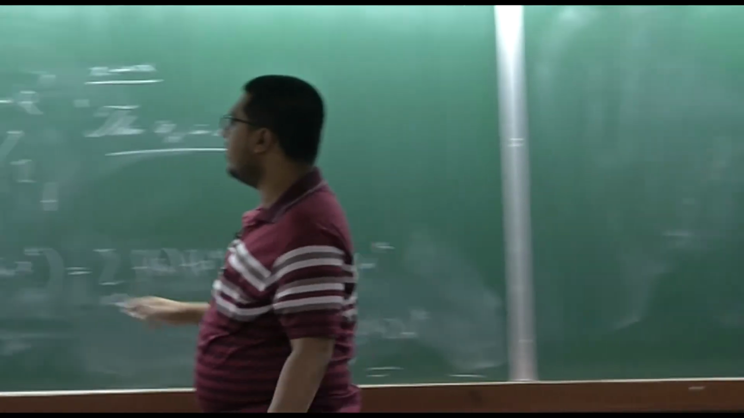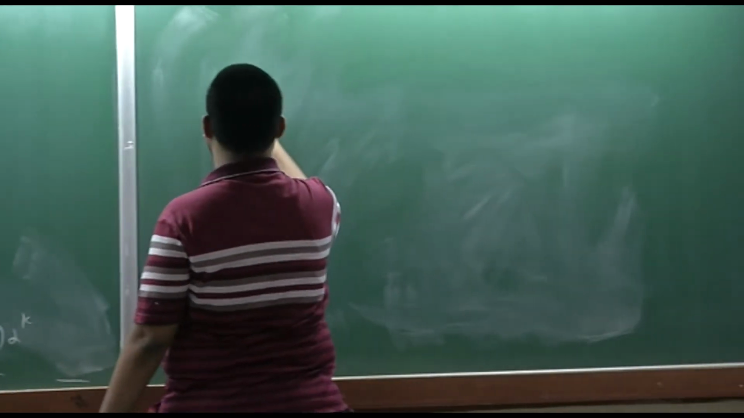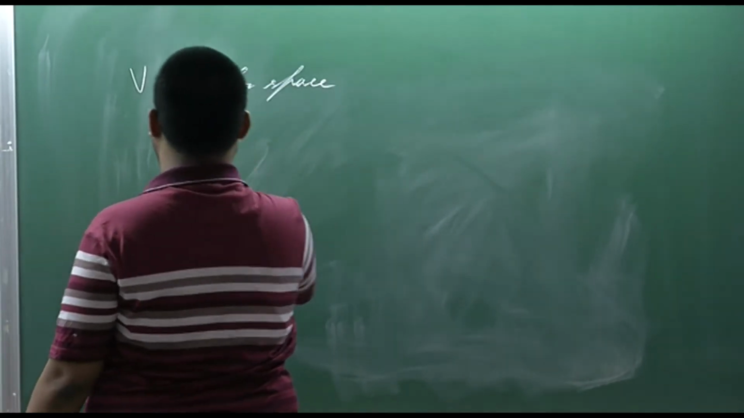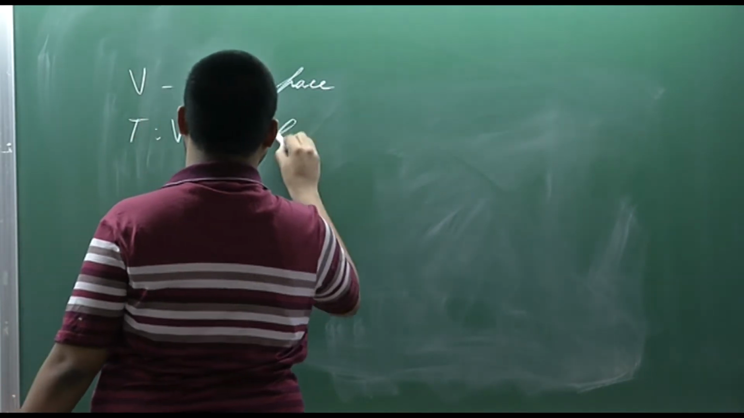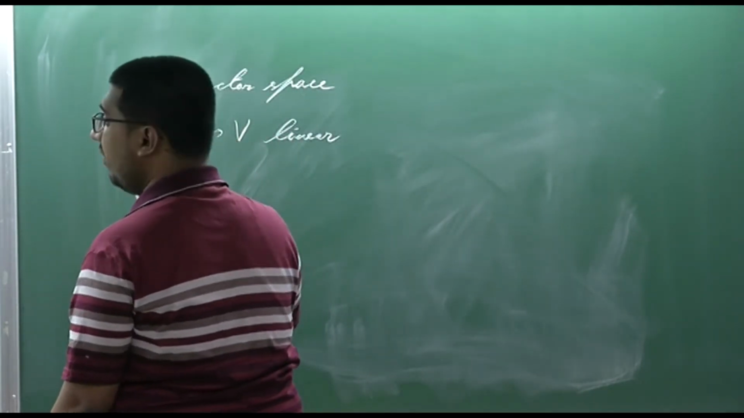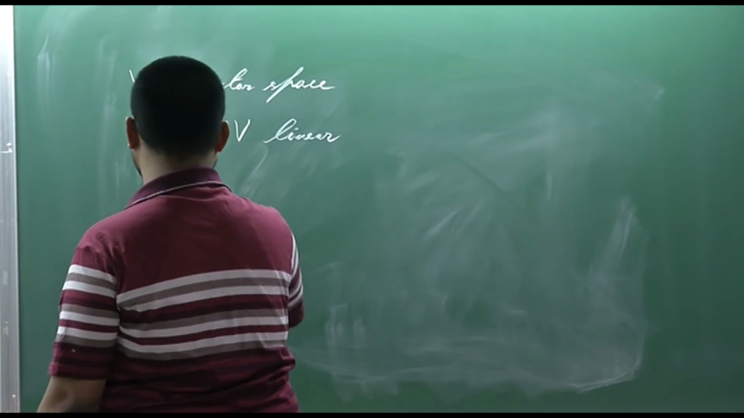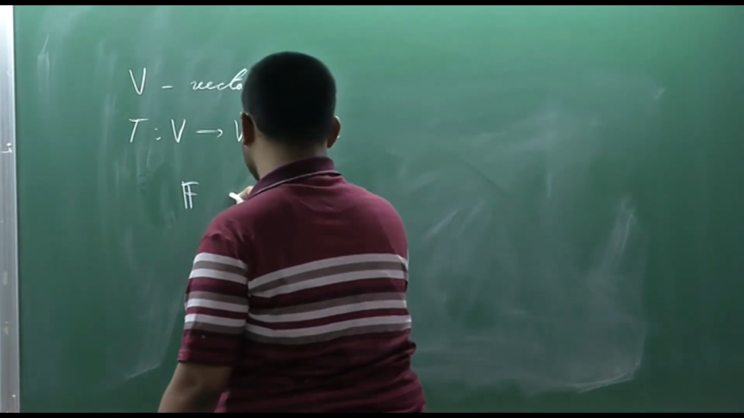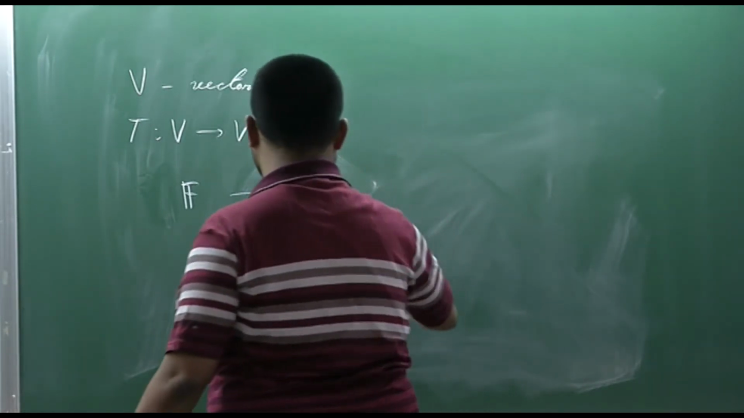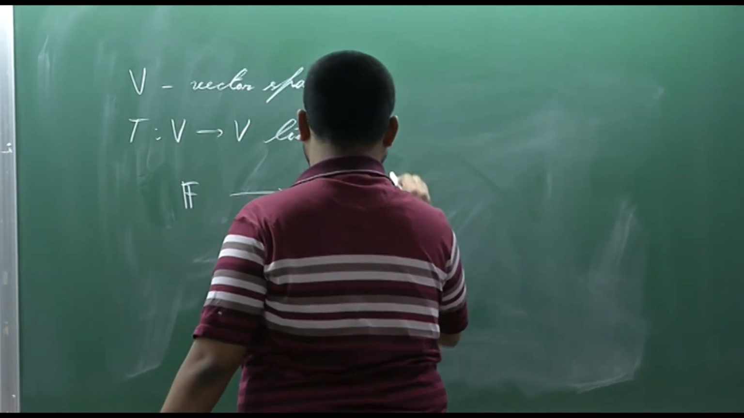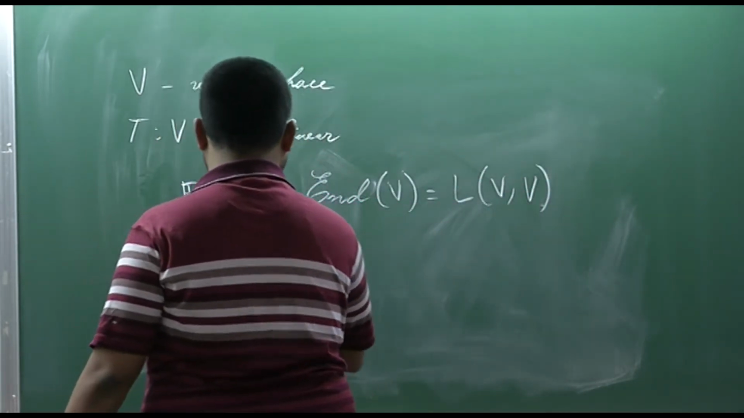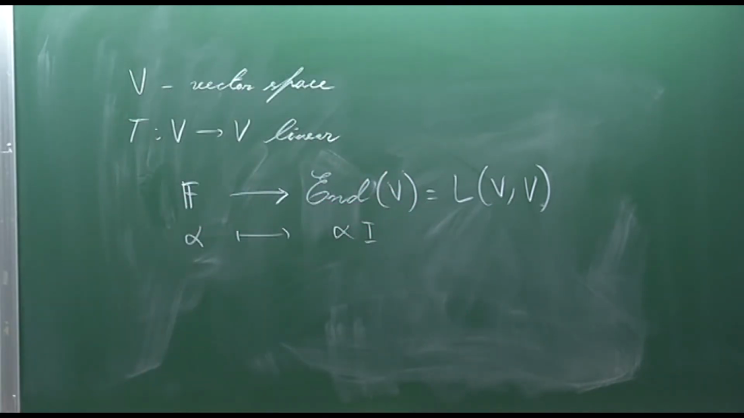We have actually seen such things. If you remember, if V is a vector space and T is a linear map from V to V, we have the following. Suppose F is my field. This is End V, which is nothing but L(V,V). We do have a homomorphism sending each alpha to alpha times identity. This is of course a ring homomorphism.